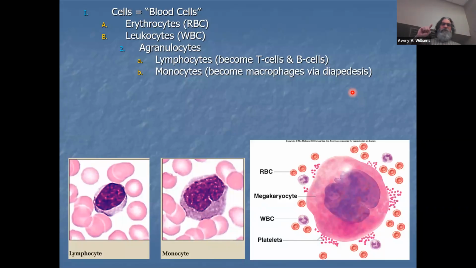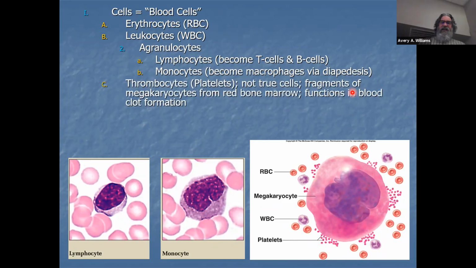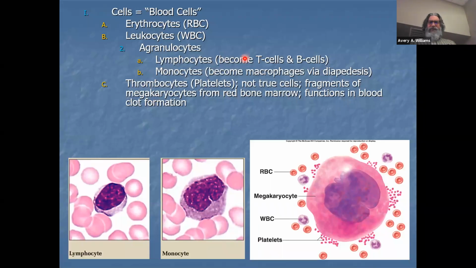Okay, so erythrocytes, leukocytes, and then thrombocytes. And if you look at the word thrombocyte, thrombo for thrombus, a thrombus is a blood clot. So if you look at thrombocyte, it's a blood clotting cell. That's literally what it means, but there is no such thing. Thrombocytes, they're more appropriately referred to as platelets, okay?